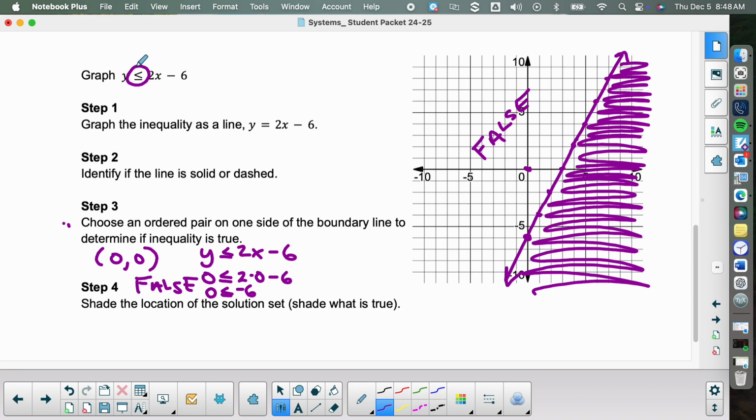If I have to shade above or below, what's going to be smaller? Below. Less than means you shade below. Greater than means you shade above. So if I go to this line, and my job is to shade below, I'm just going to shade down.